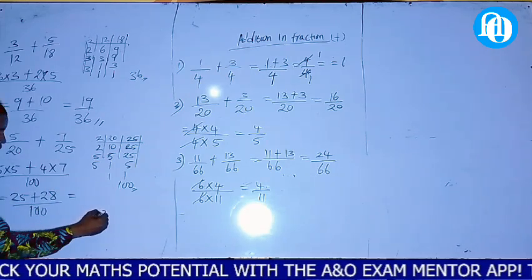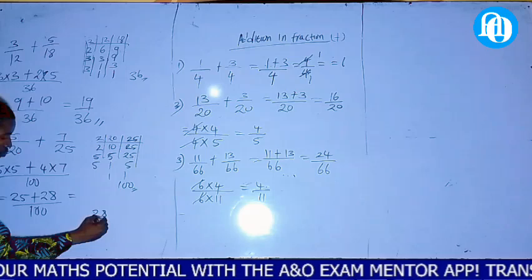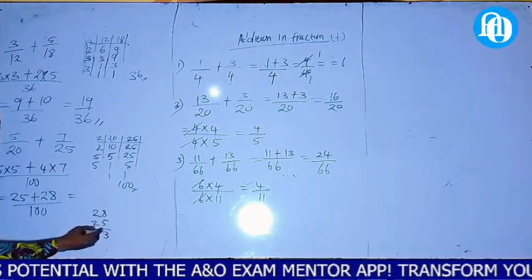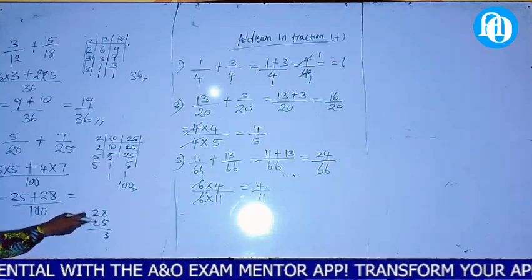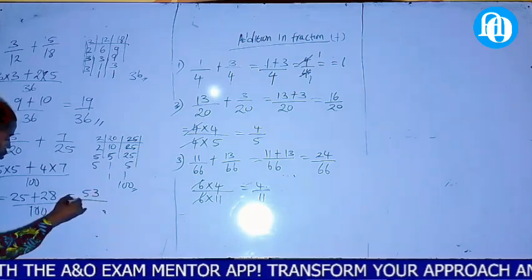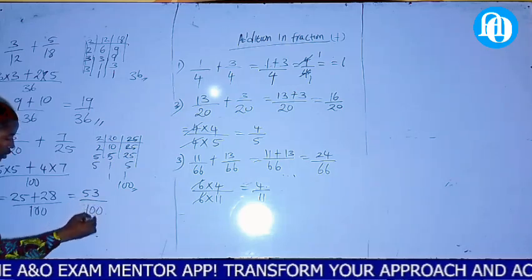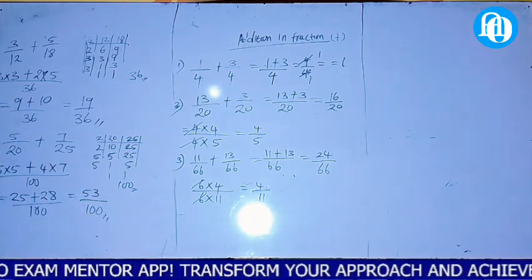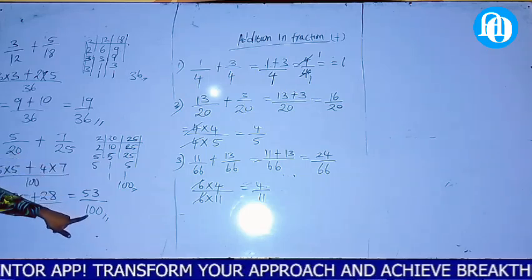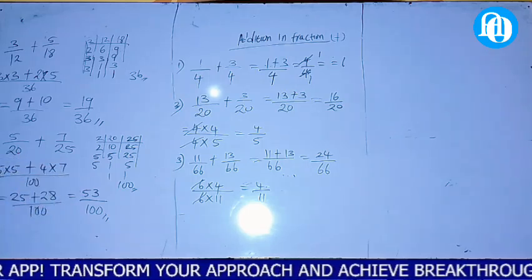What will now be the final answer? 28 and 25, that's 3, 5. That's 53. 53 all over 100. Now that's the answer. When you look at this one now, you look at the up and down, can something go in both of them? No, it cannot go. That's the answer.